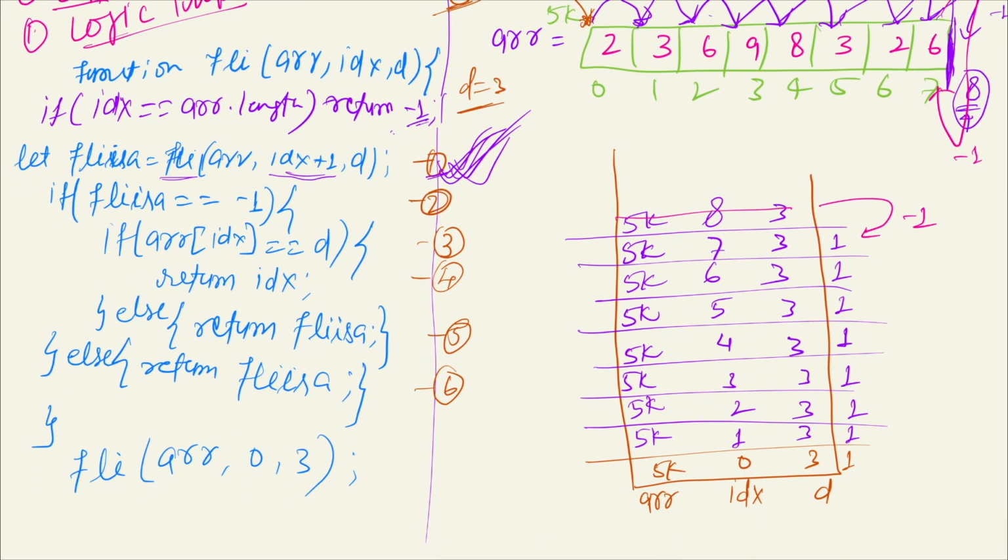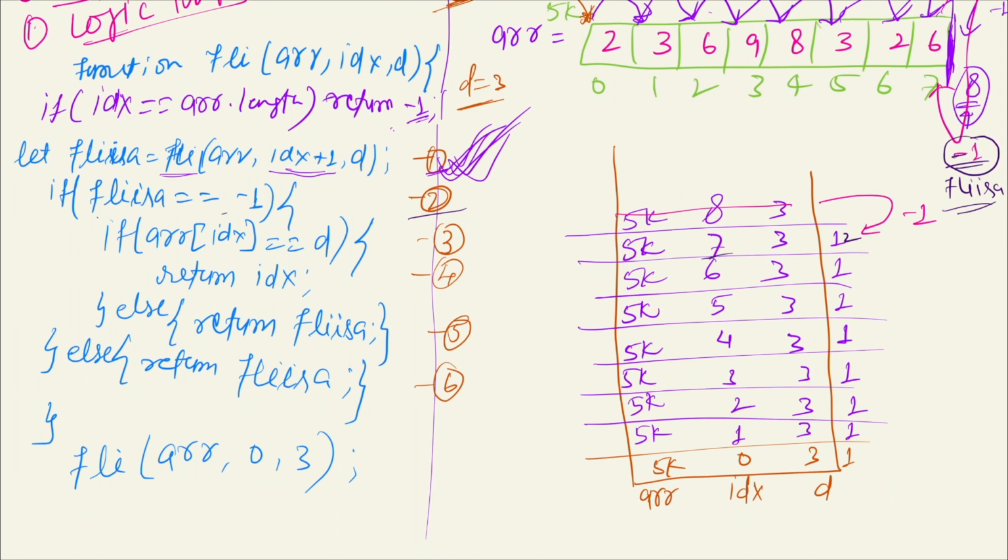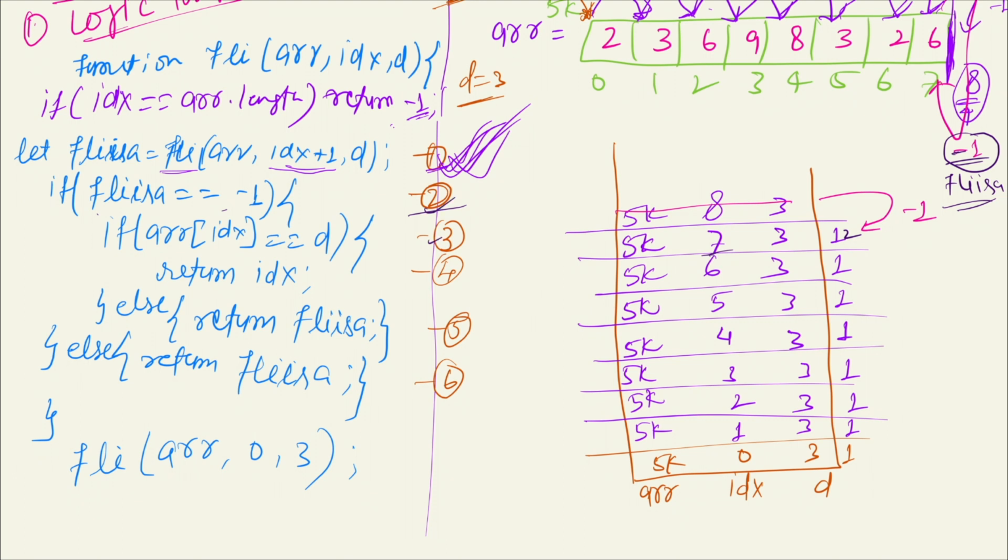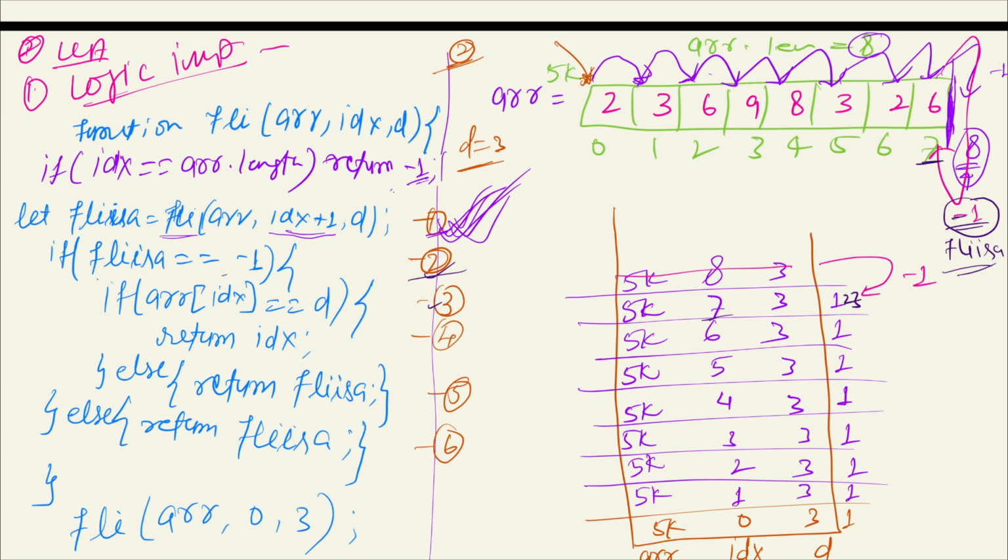Okay, and now line number 2 will execute, for index 7. Whenever line number 2 executes, it will check the FLIIS, which is -1. So it is equal to -1. Yes, line number 2 executes and it is true. So it will go to line number 3. Here line 3 will check array of index 7, so array of 7 will be 6. Okay, is 6 equal to d, that is 3? No, it is not true. So it will go to the else part, line number 5. So it will return FLIIS, which is -1. So from here onwards it will return -1.